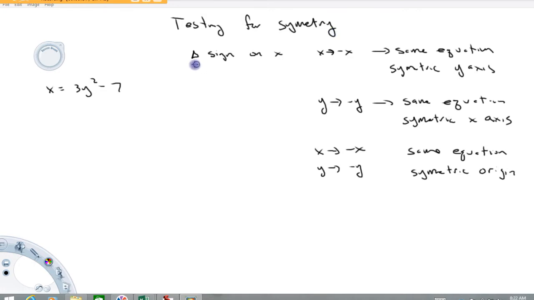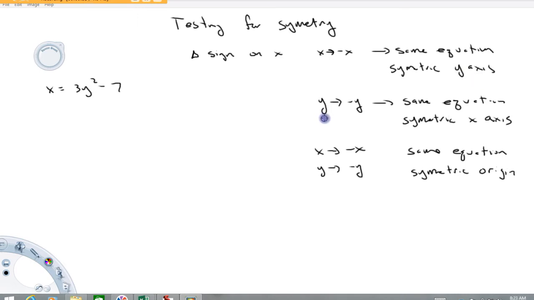We're going to start by changing the sign on x. Notationally, that's what this means. In place of x, I'm going to replace it with minus x. If you can take an equation, replace x with minus x, and you end up with the same equation out again, then the graph will be symmetric about the y-axis.